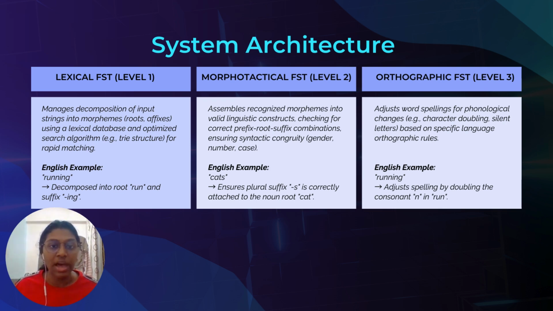These three levels of FST work together to ensure accurate morphological parsing by progressively refining the structure and spelling of words according to linguistic rules. This structured approach is crucial for effective natural language processing (NLP).